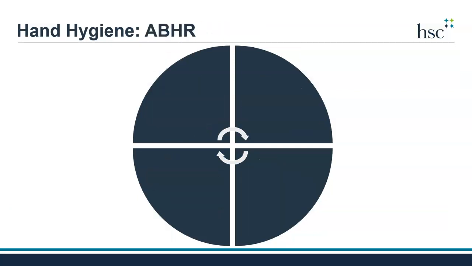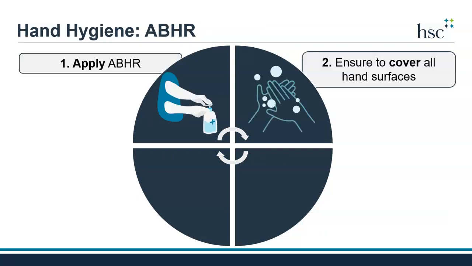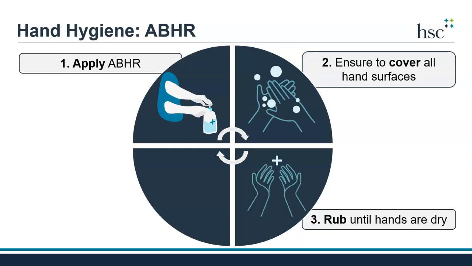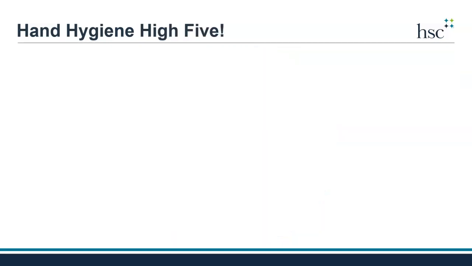Using alcohol-based hand rub starts with applying the rub, making sure we cover all areas of our hands, front and back, our fingers and palms. We continue to rub our hands until they are completely dry, which takes about 20 seconds. So now that you know how to perform hand hygiene, when should it be done by nursing home staff as well as residents during care?